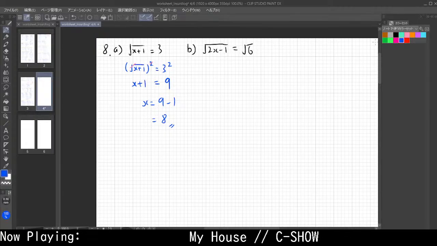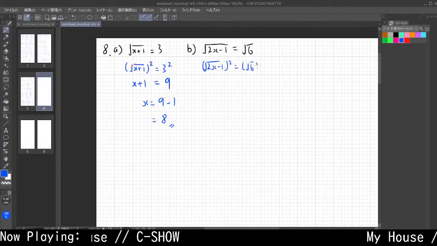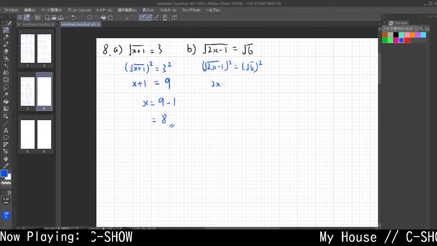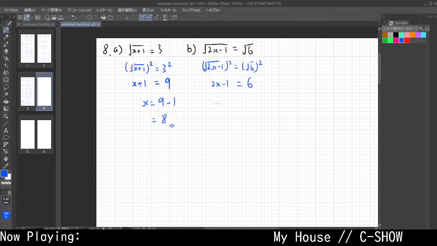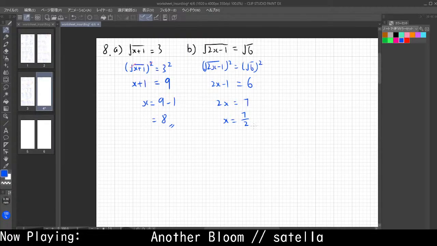Okay, same scenario, square both sides, square root disappear. Algebra autopilot. Okay.